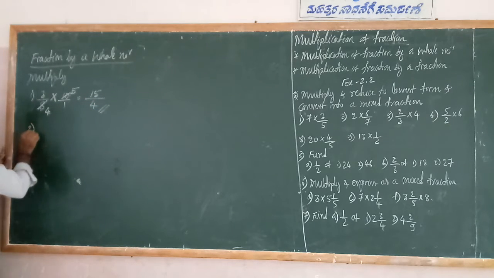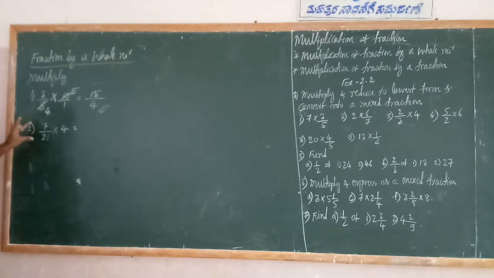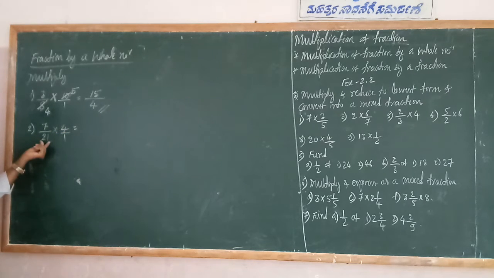Another one. 7 by 21 into 4 is there. See, 7 by 21 is the fraction and 4 is a whole number. See students, for 21 and 4, nothing is there, means 1. Is it going from any number to 21 and 4? Is it divisible by 4 and 21 by the same number? It will not go. So 7 and 21, is it going?